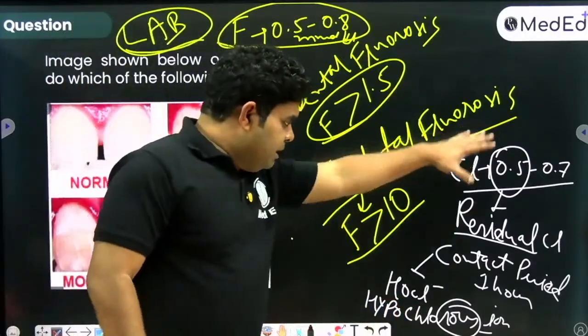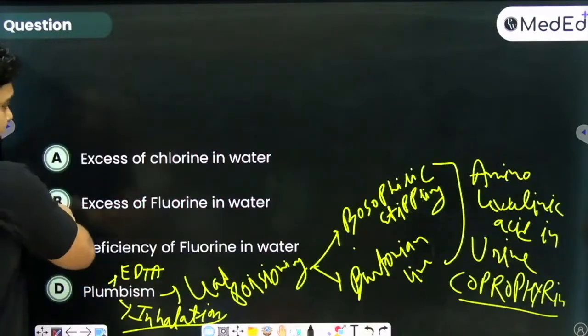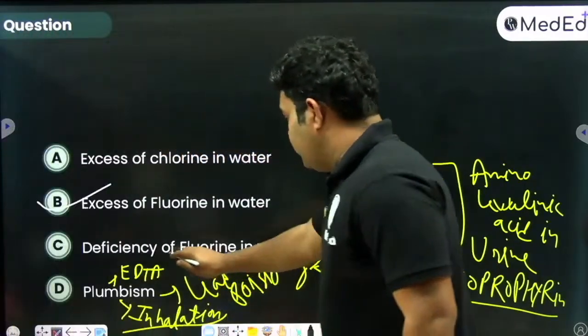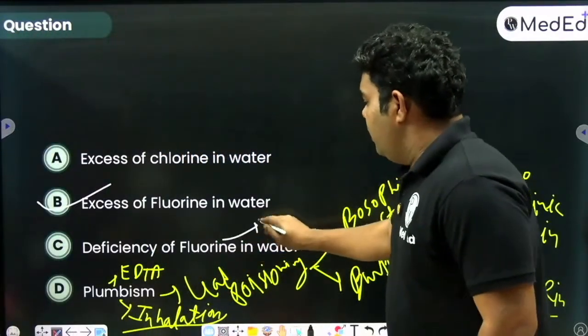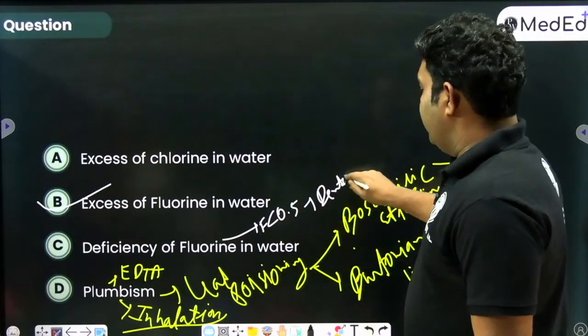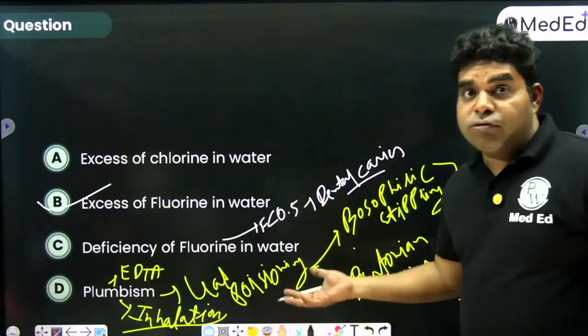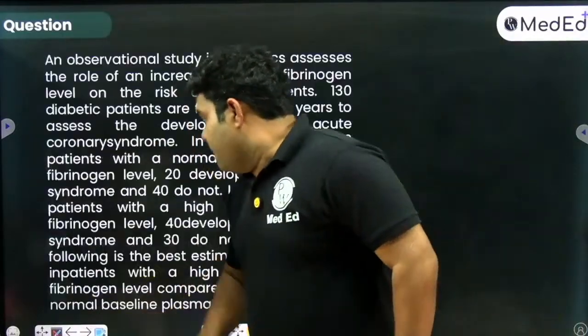So do remember these three questions already asked, and this is dental fluorosis due to excess of fluorine in water. If there is deficiency of fluorine in water, if the fluorine is less than 0.5, then there will be dental caries, the teeth will decay. So dental caries less, dental fluorosis more, which is shown in that image.